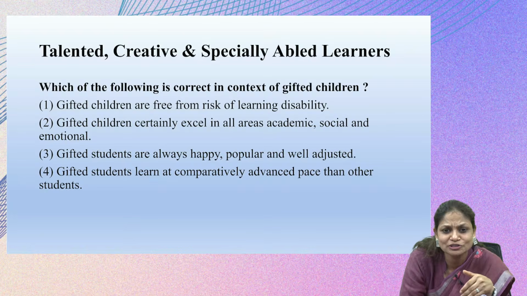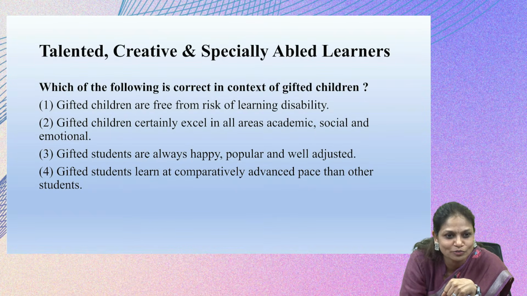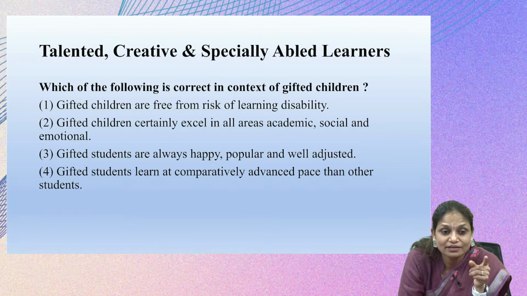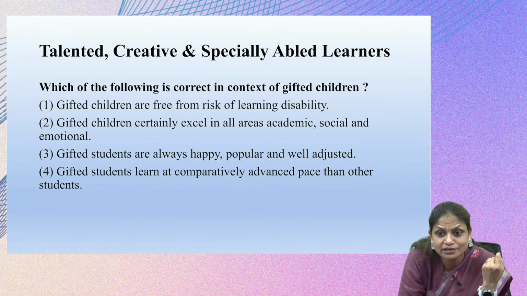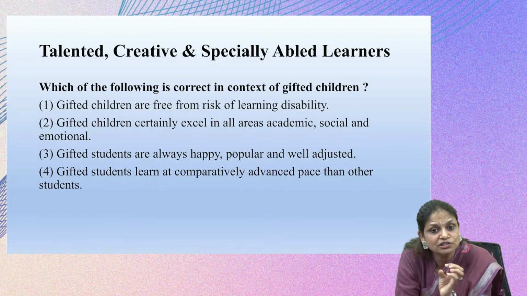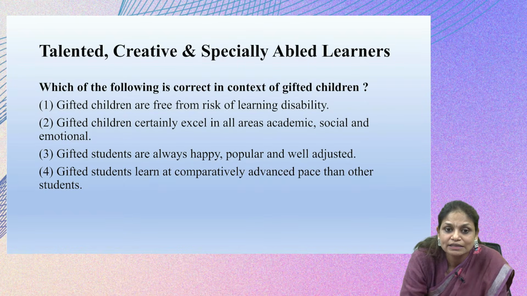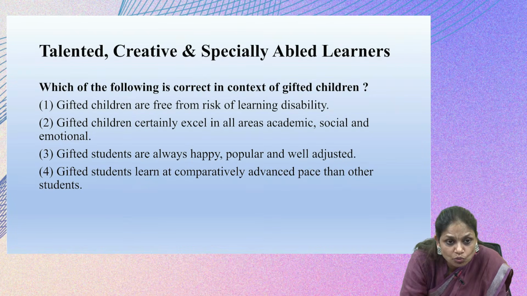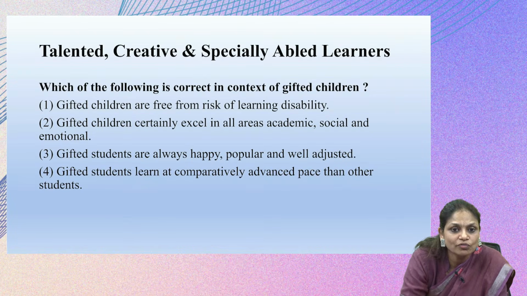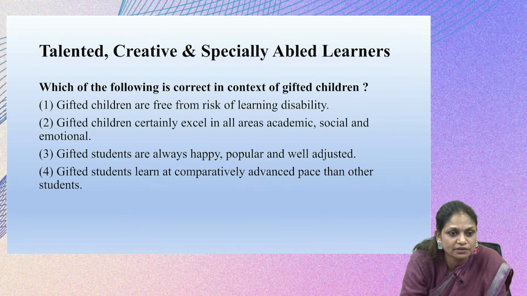Let's look at the options and see how many of you are able to do this, and how quickly. Just have a timer and see how many of you come up with the right option. The first option: gifted children are free from risk of learning disability. Do you think this statement is appropriate? No, because gifted children can also have comorbidity with specific learning disability. This is based upon research, and when you go through the learning material, you will also find this. So this statement is not true, right? Then you will just cross out this option.